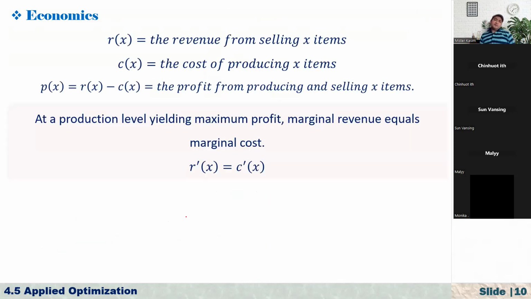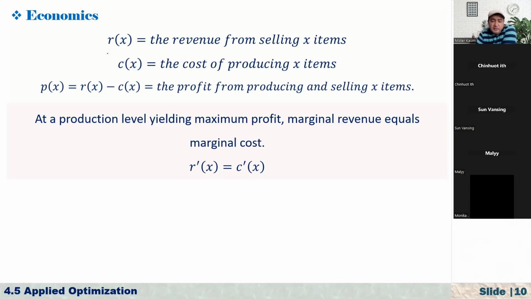Now, another example from economics. Suppose that you have a factory and you are producing some kind of orange juice, in bottles, because it should be countable. It may not be countable, actually. Anyway, we are selling orange juice in bottles.